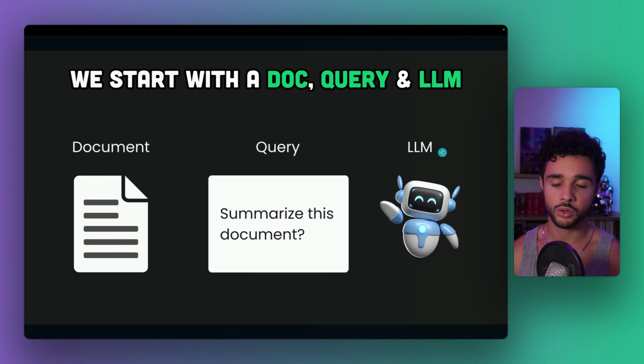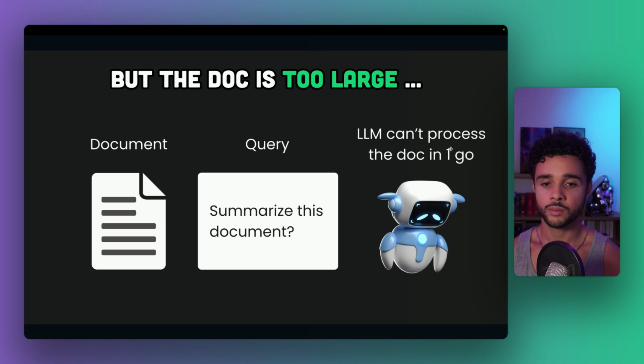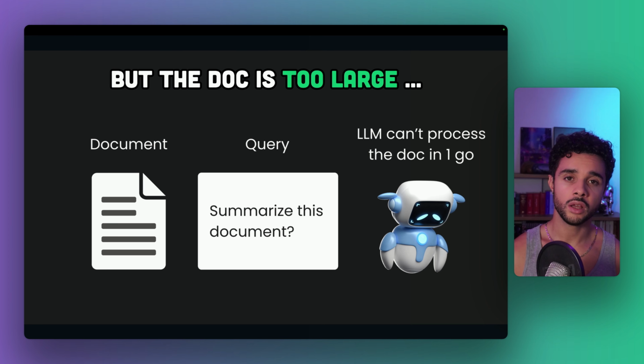Throughout this video, I'll reuse the example of summarizing a document. So you have a big document, and you have a query, summarize the document. To do so, you have an LLM. But we encounter the limitation, the document is too big for the context size of our model.